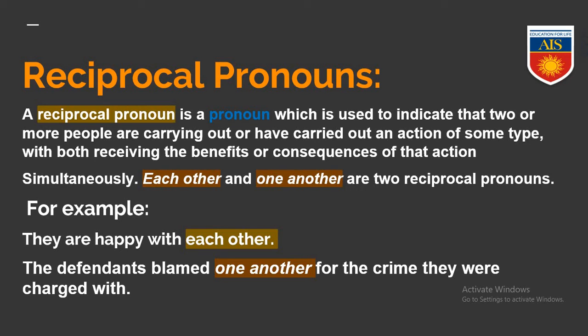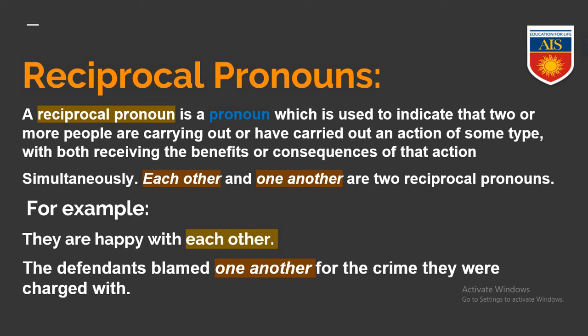In the example, you can see they are happy with each other. So here 2 people are happy with one another, and the action of being happy is being reciprocated. It means the action of being happy is being done by 2 people simultaneously. So we have written this sentence with the help of the reciprocal pronoun called each other.